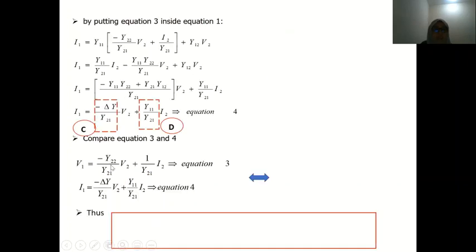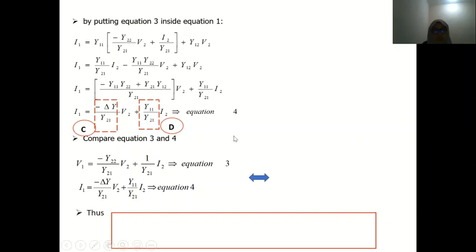Then you put your third equation just now into your first equation, so you put your V1 into your first equation. So you will get I1 is Y11 times minus Y22 divided by Y21 V2 plus I2 divided by Y21, plus Y12 V2. Finally, your I1 is minus determinant of Y divided by Y21 V2, plus Y11 divided by Y21 I2.